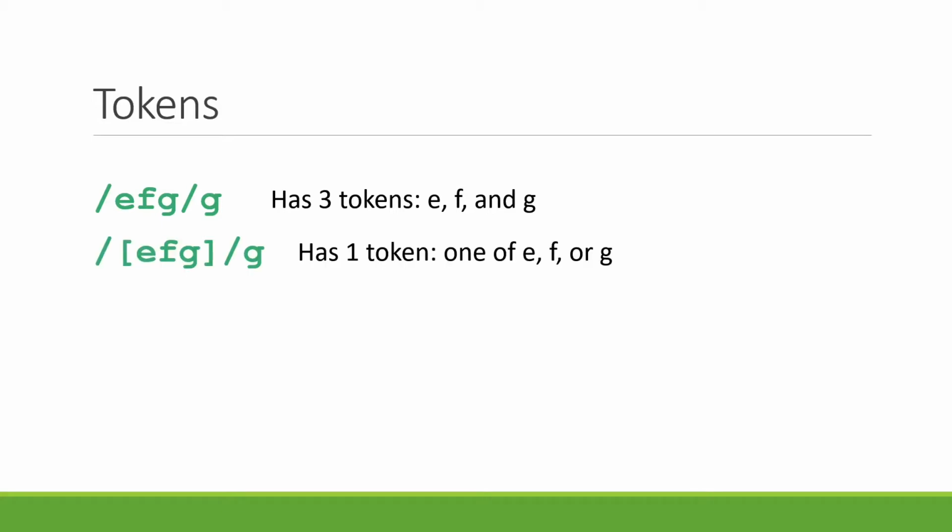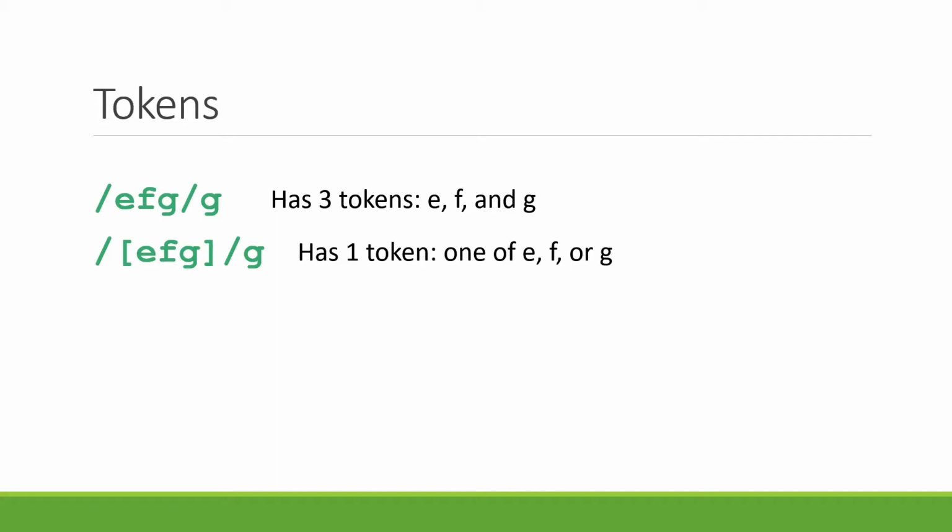Now, as I mentioned earlier, each token in the pattern matches a single character. So that pattern we used earlier, EFG with no square brackets, has 3 tokens, so it's going to look for those 3 characters. Whereas EFG with the square brackets is a character class. That's 1 token. It's looking for a single occurrence of E, F, or G.